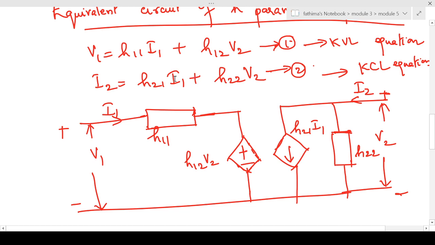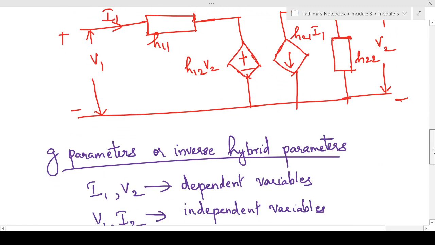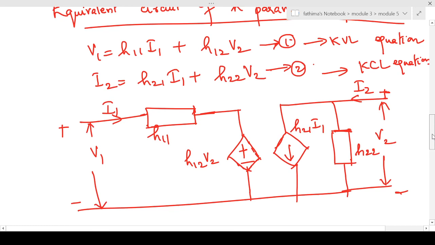So this current H21 I1, this is a current controlled current source because it depends on the current I1, that is the current at the input. Since it is a current, we have to represent it as a current source, and that depends on the current at the input. So it is a current controlled current source. So this is the equivalent circuit representation of H parameter network. So that's all about the H parameters.